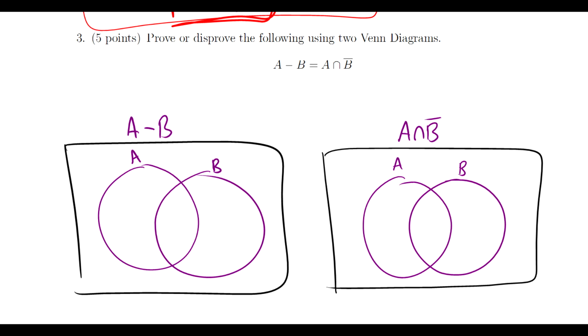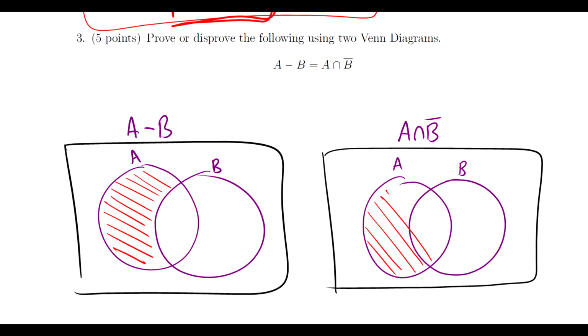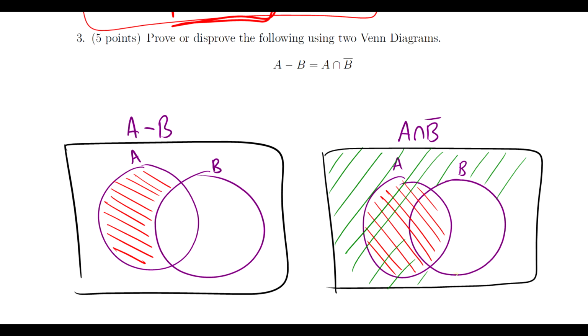On the left side, it says that we want everything in A that's not in B. So we just end up with this area. On the right side, we want A intersection B bar. So A is this whole lovely area here, and not B is everything outside of B. So we get some crosses here. We don't go inside B, but we cover everything else. And we see that all of the overlap is right in this section here. So this is the same area as A minus B.